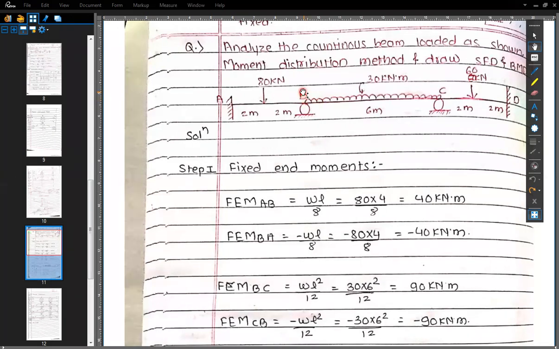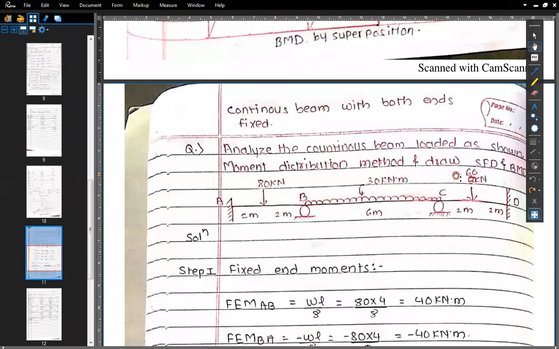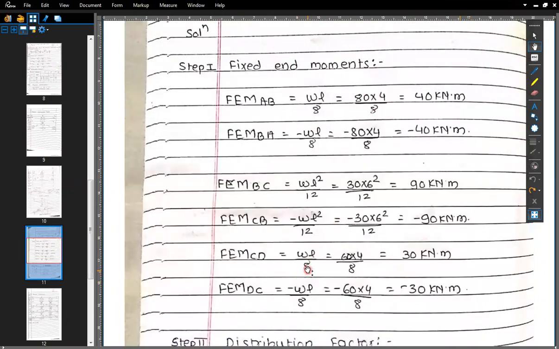Then moving towards span BC, this is subjected to UDL. Okay, and we'll find the fixed end moment for BC and CB, that is WL square by 12, plus or minus according to its sign. Similarly, span CD is subjected to a point load, which is loaded at its center. So according to that we are going to find the moment WL by 8 and minus WL by 8 for the CD and DC span. So this is the fixed end moment calculation. This is the first step.